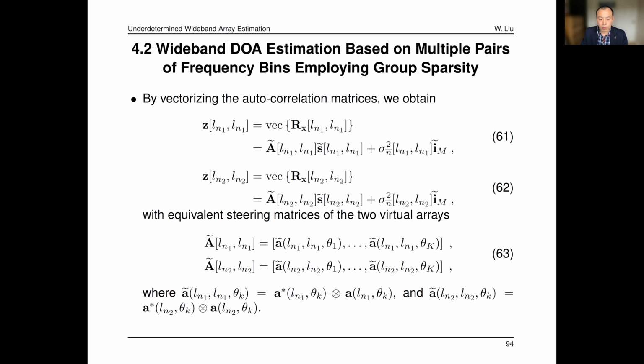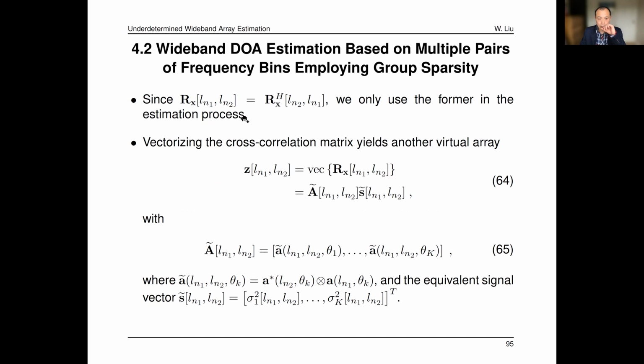Similar to the narrowband case, or single frequency case, you have this virtual steering matrix, which is formed by these virtual steering vectors. Each virtual steering vector is a Kronecker product of the corresponding physical steering vectors. With the virtual steering vectors for the K targets, you have the virtual steering matrix. And because R_x equals its conjugate Hermitian transpose, we can use just one of them.